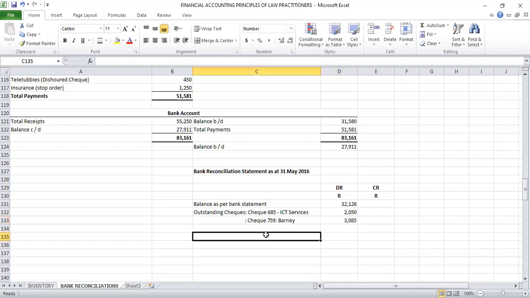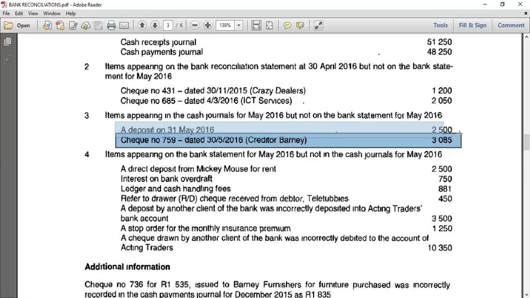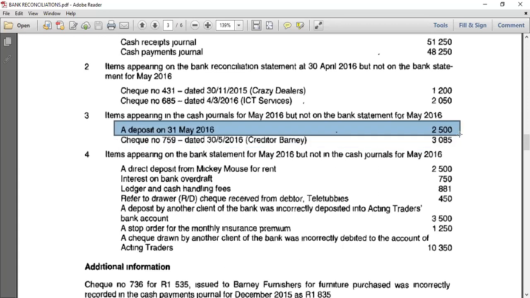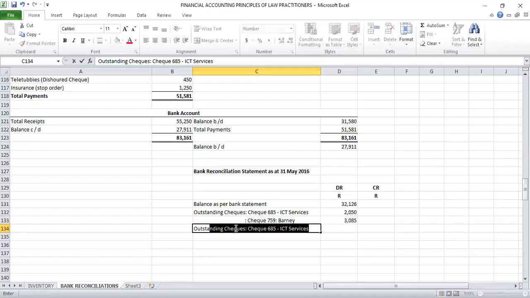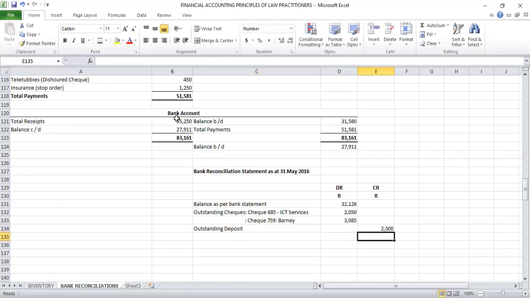Then we also have another item which appears in the journals, but not in our bank statement. It's a deposit. We call it an outstanding deposit, and an outstanding deposit we record on the credit side. Then we had those two errors.